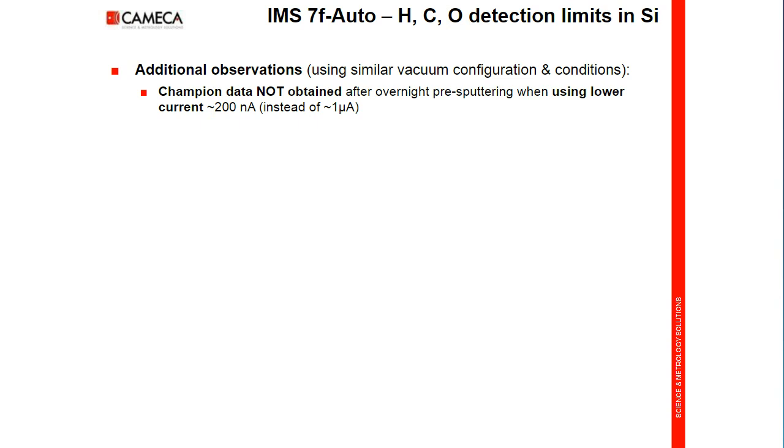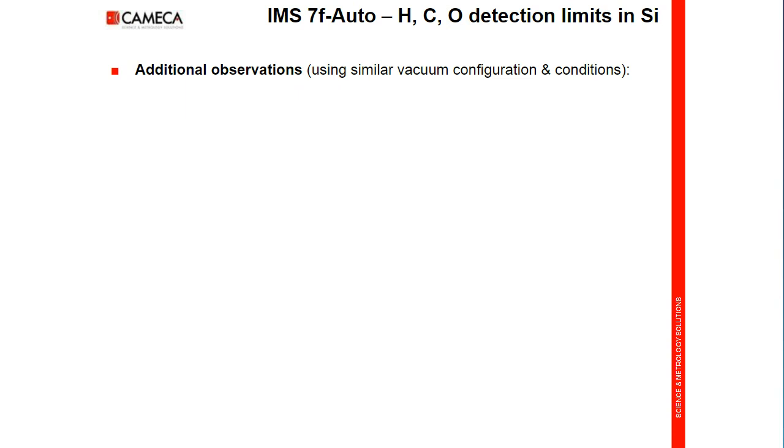For optimized throughput, multiple samples, holders, can be outgassed in the storage chamber overnight for unattended automated analysis the day after. Though the detection limits are higher, they are still quite good. 4 E16 for hydrogen, 1 E16 for carbon, 3 E16 for oxygen.